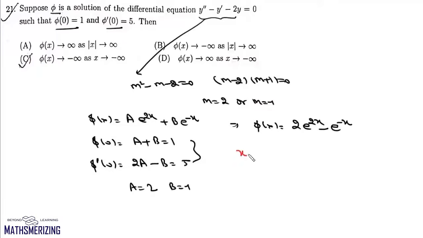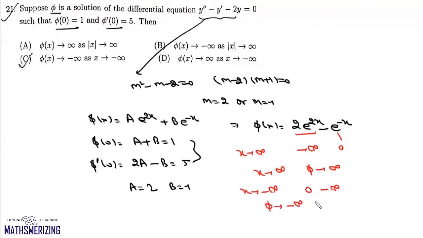Now if x tends to infinity, then in that case this expression will be plus infinity and this expression here will be 0. So if x tends to plus infinity, then phi also tends to plus infinity. Now as x tends to minus infinity, in that case here it will be 0 and minus, and this tends to minus infinity. So the correct option is, as x tends to minus infinity, phi also tends to minus infinity, and that's your option C.